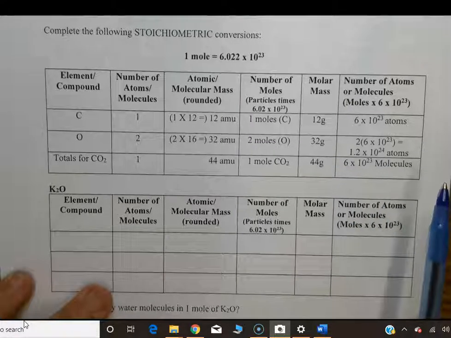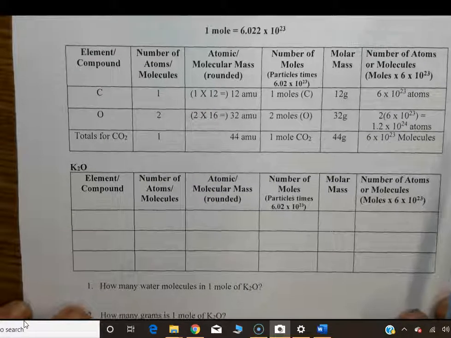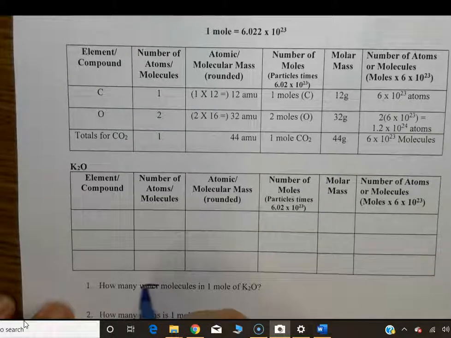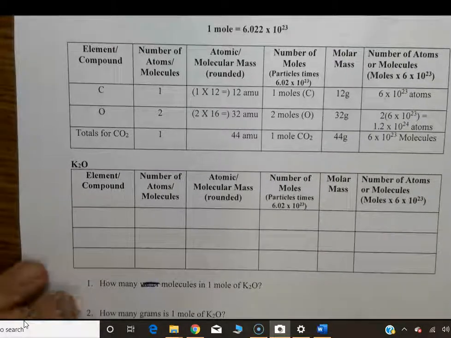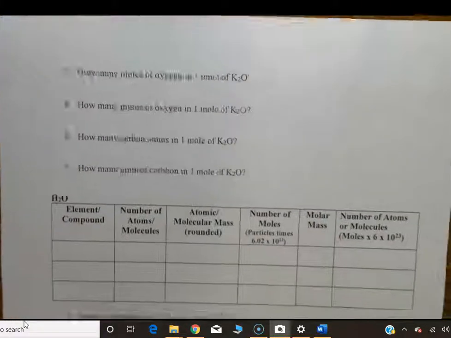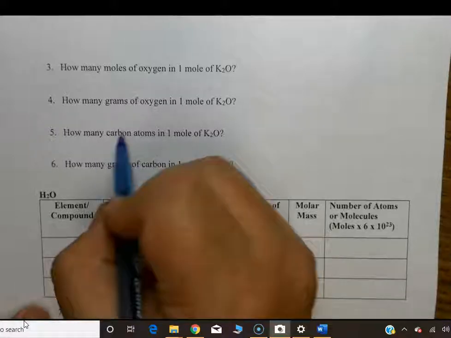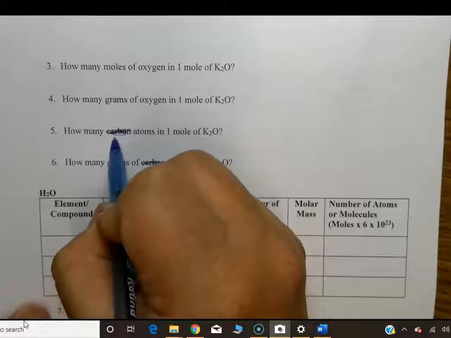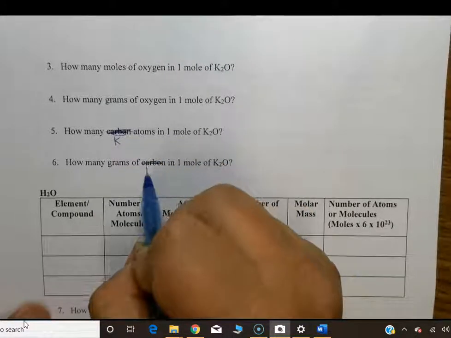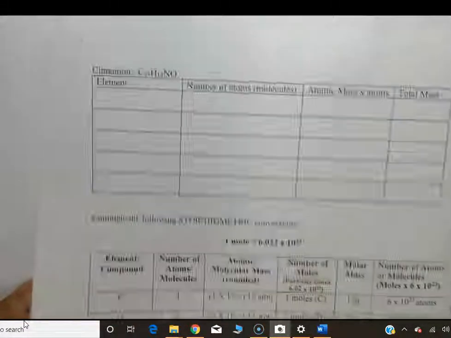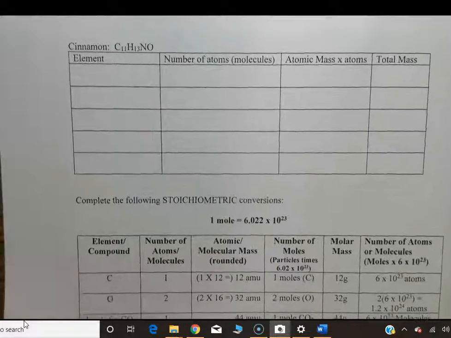Okay, let me do a couple of corrections here. For K2O, it shouldn't say how many water molecules, it's just how many molecules are in a mole. And on the next page, still dealing with K2O, these are some questions I'm going to ask you after you fill out the table. It says how many carbon atoms. That was an error. I changed the compound. And so you can scratch carbon and change it to potassium. So K, how many potassium atoms? How many grams of potassium? And that's the letter K. Okay, so let's work through the potassium oxide.